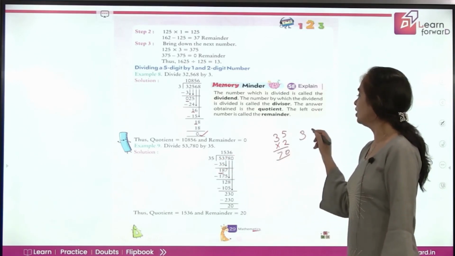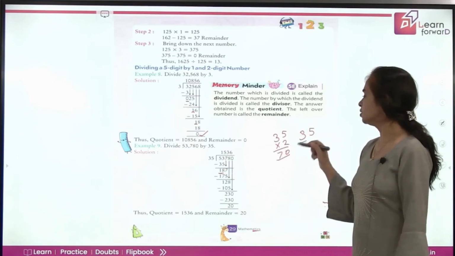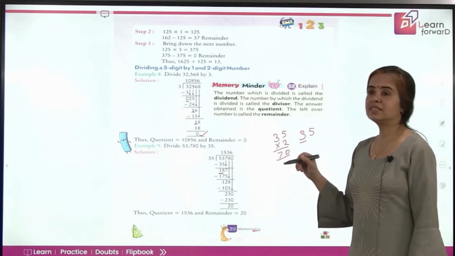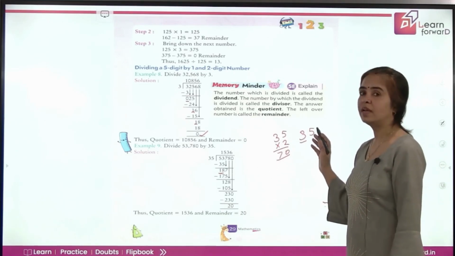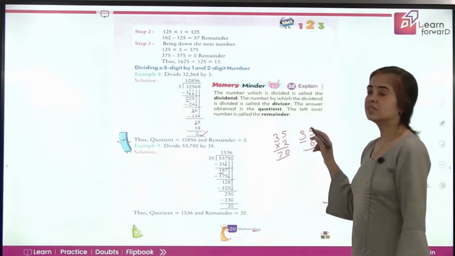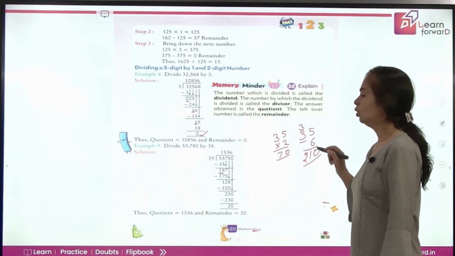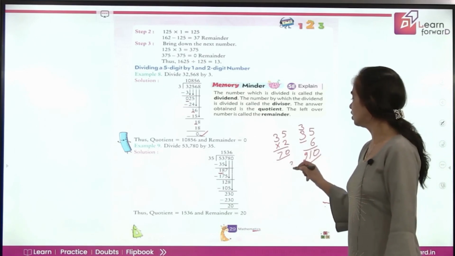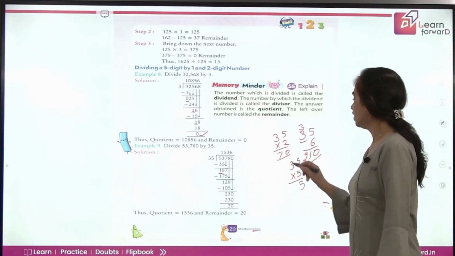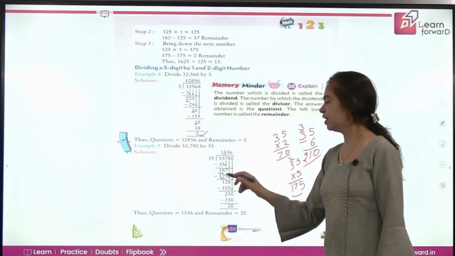35, how many times is possible? You can look at the tens place. So you want 3 something 187. 30, how many times will give you 180? 6. So will it go for 6? Let's check. 6 fives are 30. 6 threes are 18. No, it's a bigger number. So we will try 35 fives. 5 fives are 25, 5 threes are 15, 17, 175. Yes, that's perfect. We get 175.